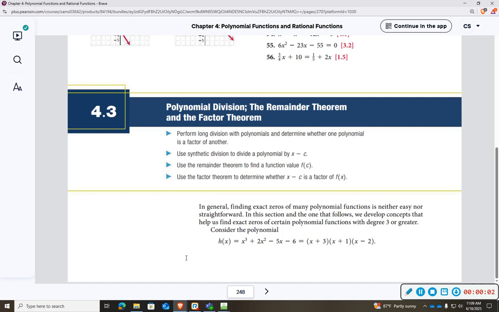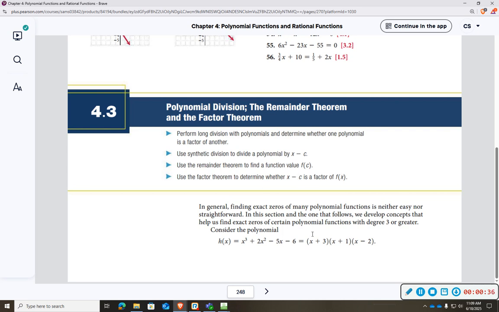Alright, today we're going to be looking at section 4.3, polynomial division, the remainder theorem, and the factor theorem. We have 4 objectives. We're going to perform long division with polynomials and determine whether one is a factor of another. We're going to use synthetic division to divide polynomials. We're going to use the remainder theorem to find a function value f of c. And then we're going to use the factor theorem to determine whether x minus c is a factor of f of x.